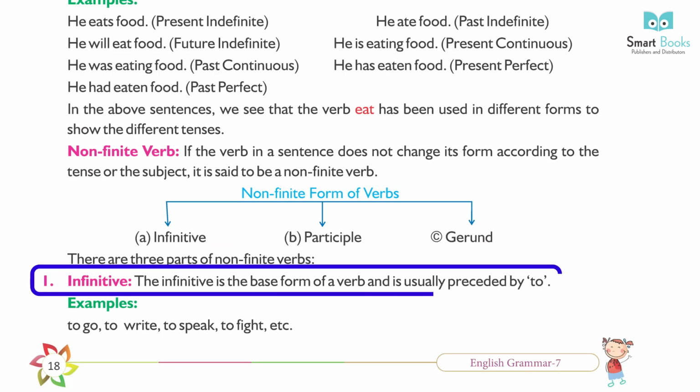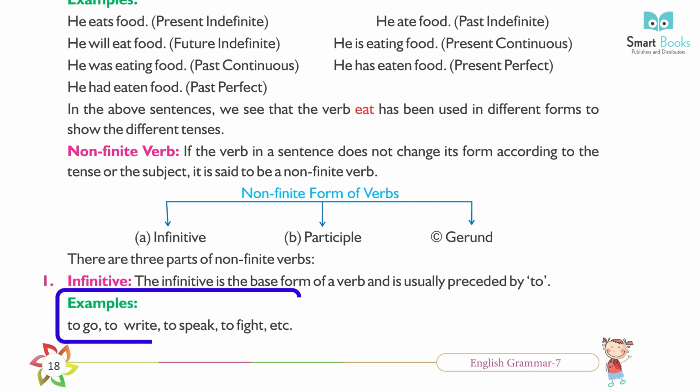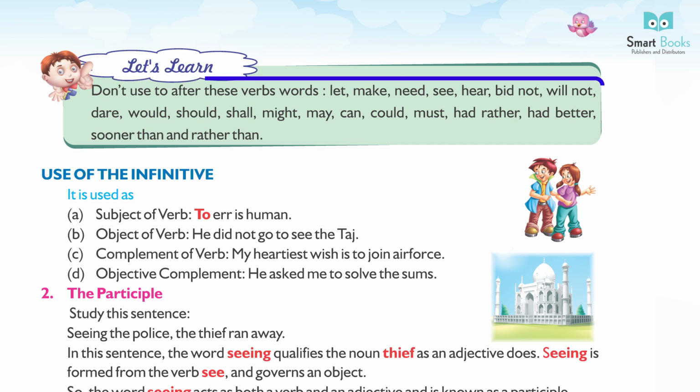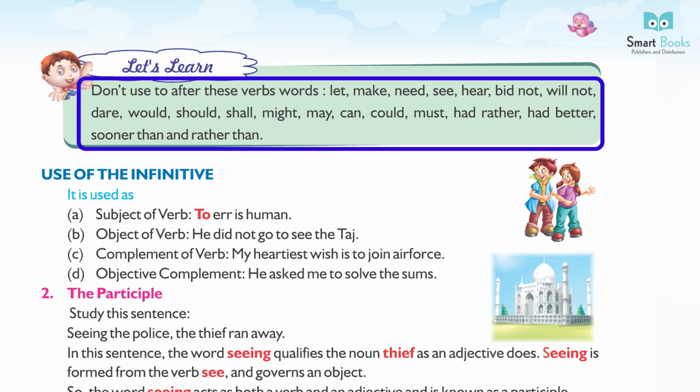1. Infinitive. The infinitive is the base form of a verb and is usually preceded by 'to'. Examples: to go, to write, to speak, to fight, etc. Let's learn: don't use 'to' after these words: let, make, need, see, hear, bid, do not, will not, dare, would, should, shall, might, may, can, could, must, had rather, had better, sooner than, and rather than.